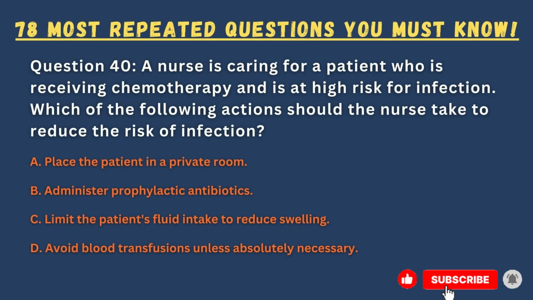Question 40. A nurse is caring for a patient who is receiving chemotherapy and is at high risk for infection. Which of the following actions should the nurse take to reduce the risk of infection? A. Place the patient in a private room. B. Administer prophylactic antibiotics. C. Limit the patient's fluid intake to reduce swelling. D. Avoid blood transfusions unless absolutely necessary.